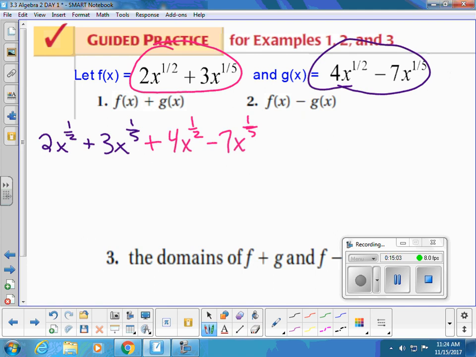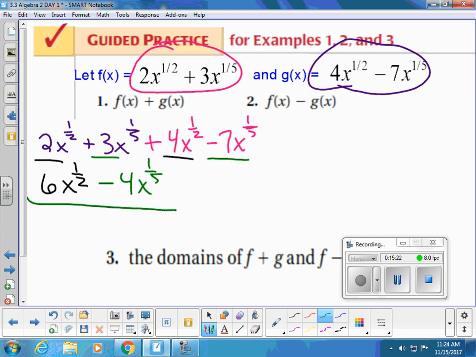Go ahead and add together your like terms. 2x to the 1/2 and 4x to the 1/2 are like terms, making 6x to the 1/2. And then 3x to the 1/5 minus 7x to the 1/5 would be a negative 4x to the 1/5. So that's your answer. If you want to write it as a radical, it'd be 6 times the square root of x minus 4 times the 5th root of x.